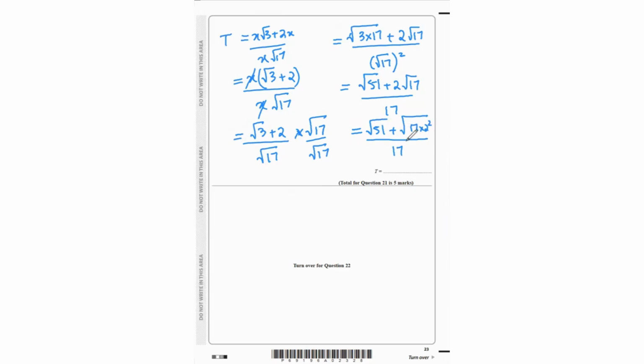So if you remember, if we want to reverse it, take the number back inside the root, we square it inside the root. So now it's 4 times 17, which is going to give us 68. So it's root 51 plus root 68 divided by 17. That is your final value of t in the form that's asked in the question.